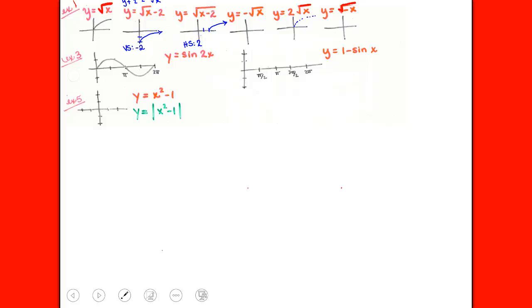We said that if you put a negative out in front of the entire function, that would cause a reflection in the x-axis. So that's what that looks like, a negative out in front of the entire function. So I'm going to take the original function and just reflect it in the x-axis. Skip over to this last one down here.